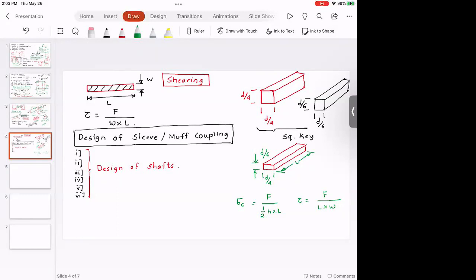But there is something else I want to talk to you about. How many of you know about stress concentration? Yeah, you should have studied that.